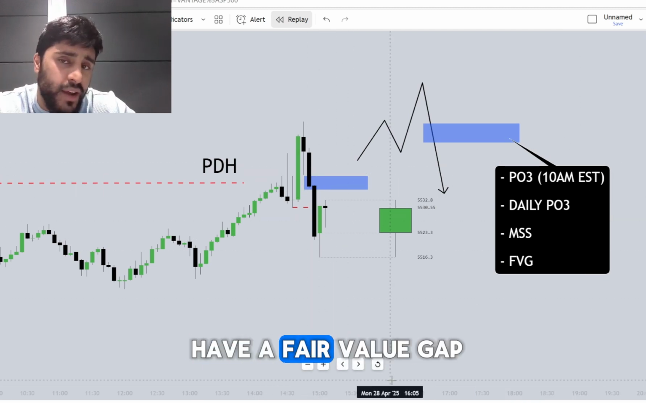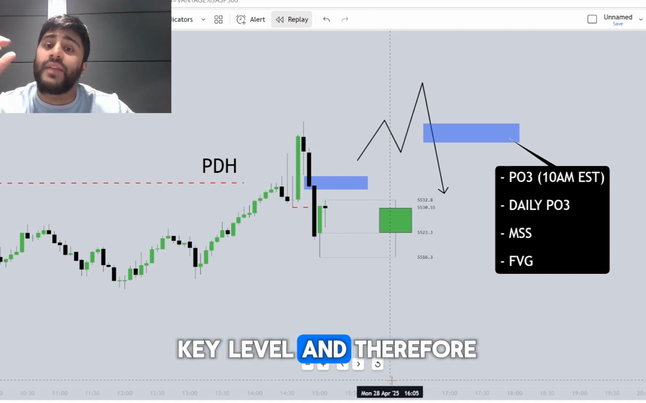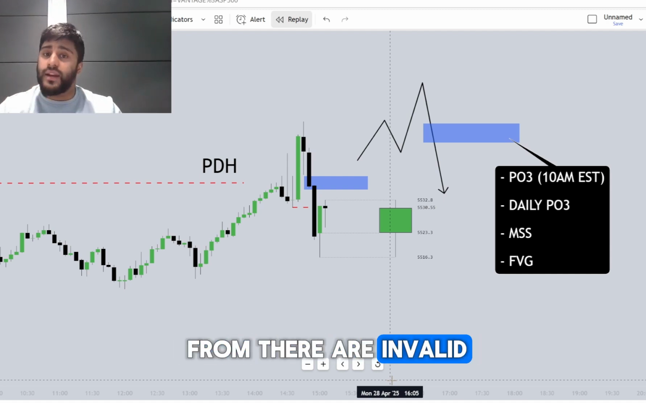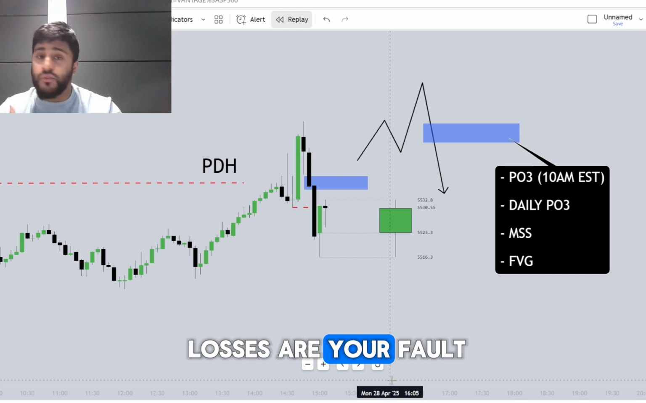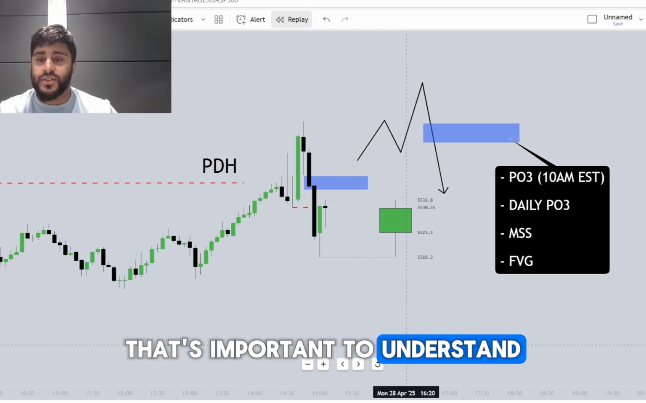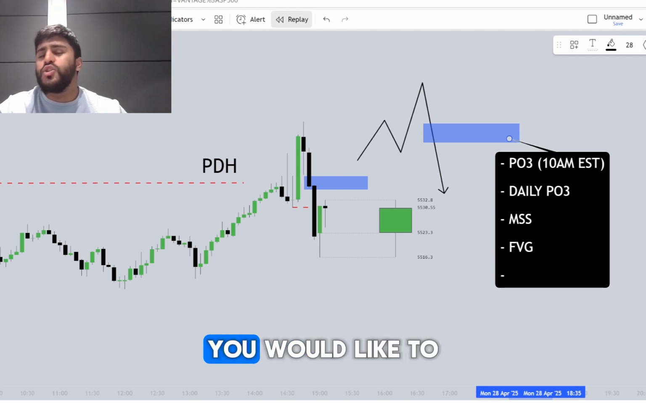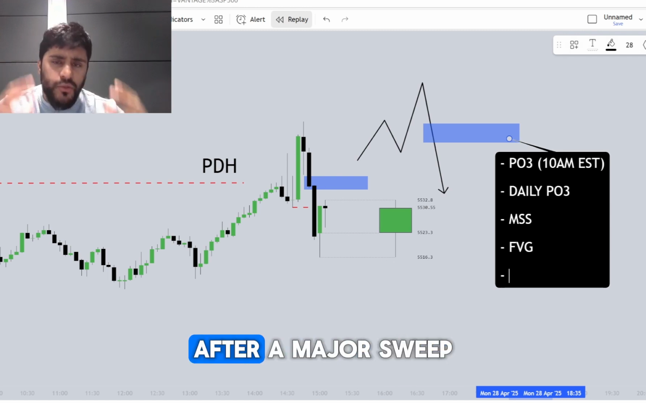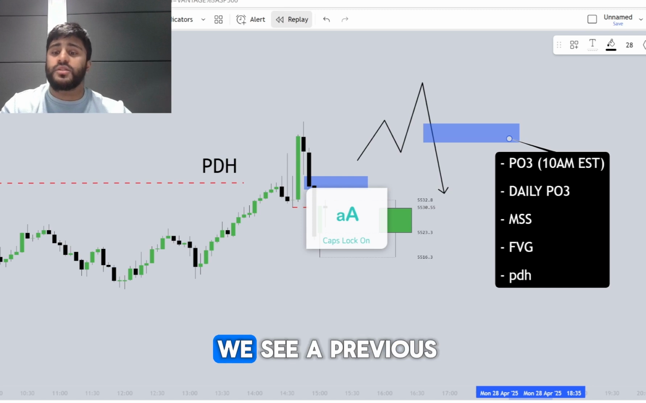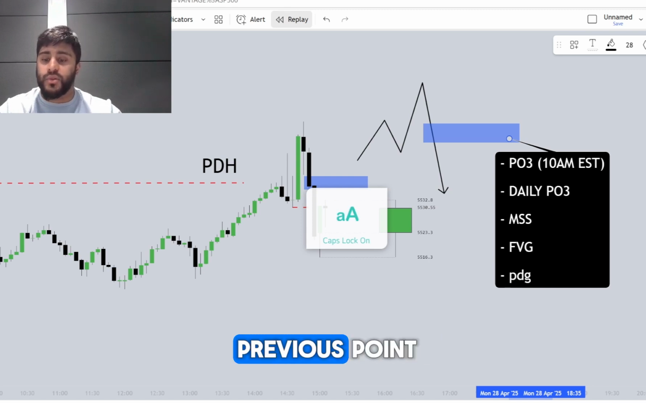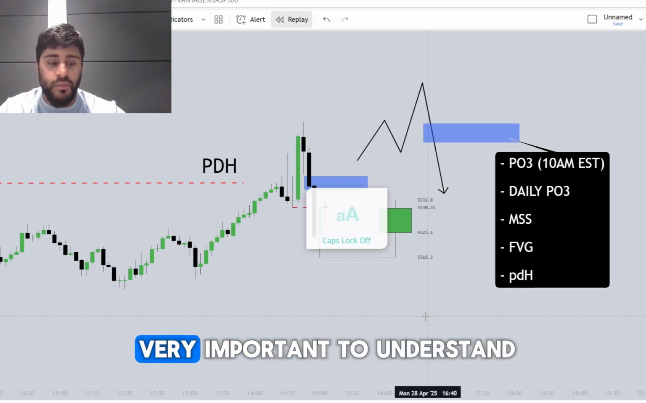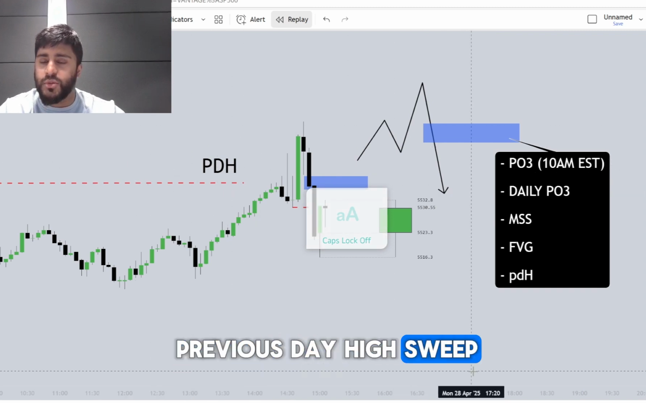So if you don't have a fair value gap, that is not a key level, and therefore any trades you take from there are invalid. So the losses are your fault, not the market's. That's important to understand. And also the last thing, going back to one of my previous points, you would like to see a fair value gap after a major sweep of liquidity. So in this case, we see a previous day high sweep, right? Going back to our previous point. So previous day high, very important to understand. So we have that previous day high sweep over here.